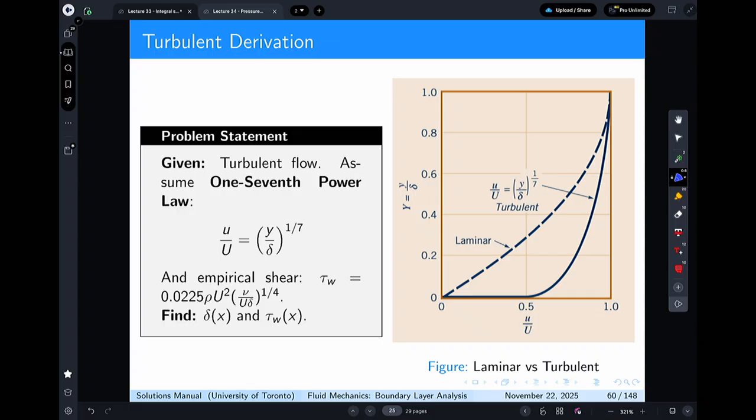I'm going to do one more example. Let's see. We got turbulent flow, 1/7 power law. And again, the 1/7 power law has been a pretty good fit for most data. And we have empirical shear, which is 0.0225 rho u squared times nu over u delta to the 1/4, or inverse Reynolds number based on delta. And you're asked to find delta over x and shear stress at the wall.